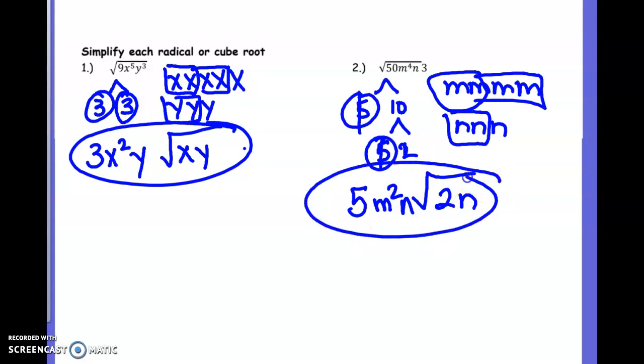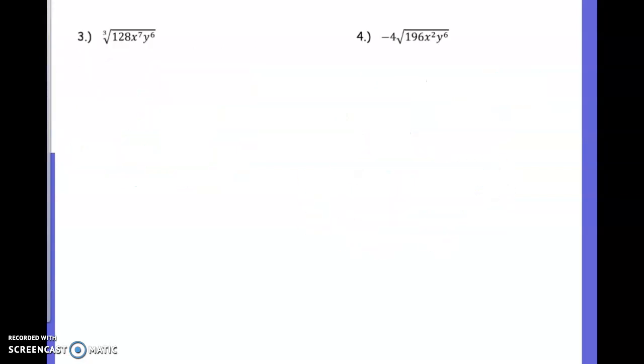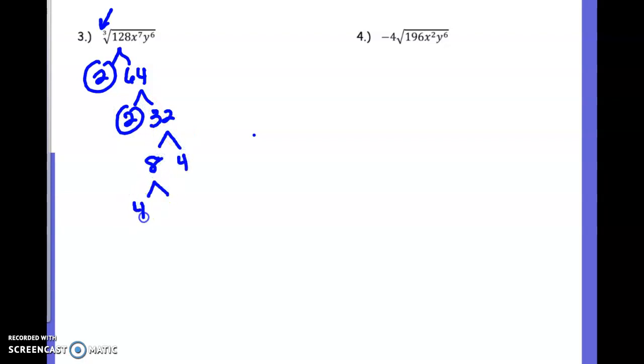All right, so going forward, now we have an index of 3. So there's our index of 3. So instead of looking for doubles, we're going to look for triples. Okay, so 2 times 64. Then we've got 2 times 32. I'll go 8 and 4. Okay, so this is kind of a long one here. All right. Okay, so we got that simplest prime form there.